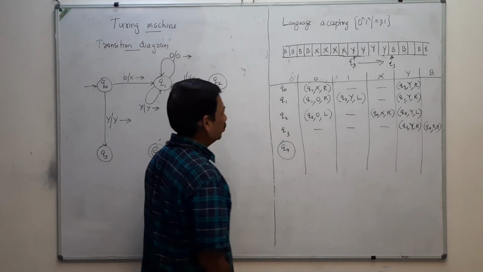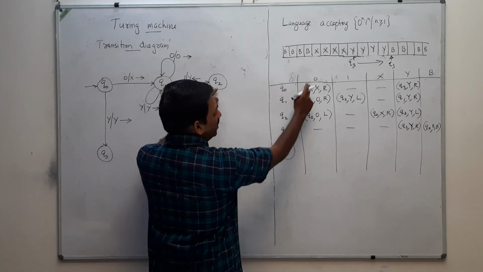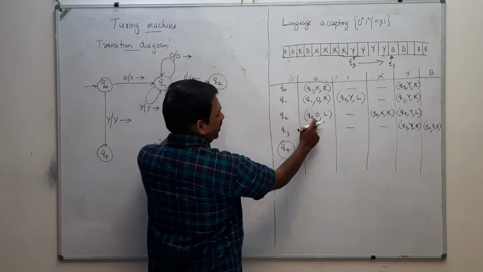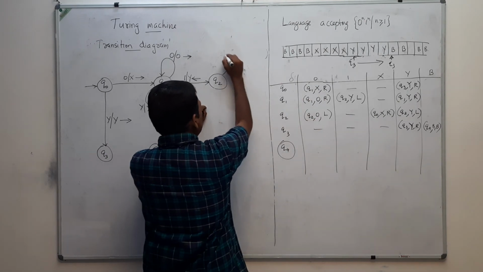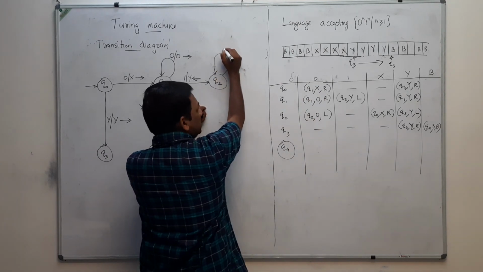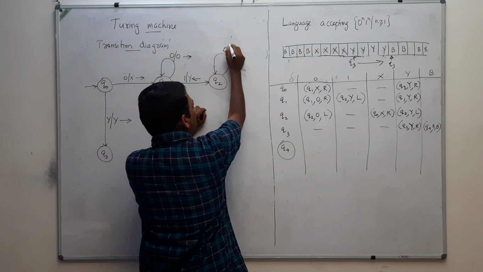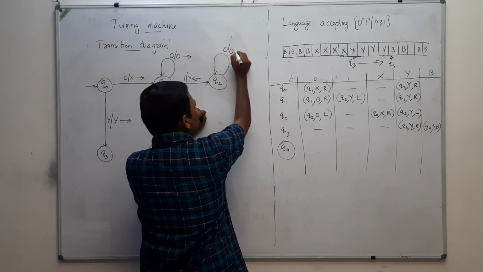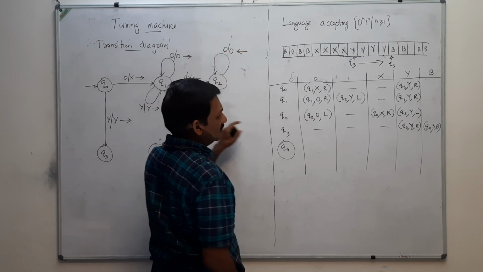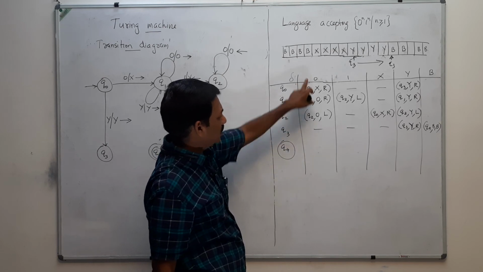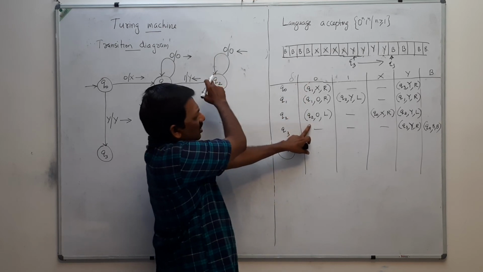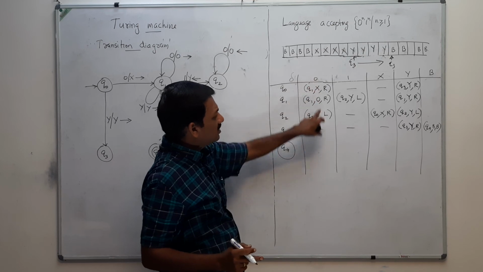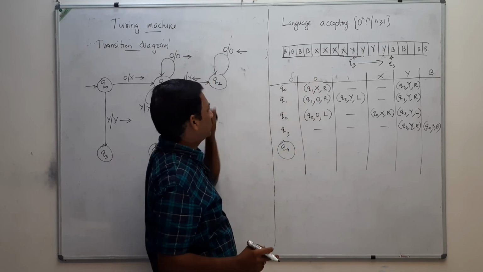Now, what about Q2? Q2, if it is accepting 0, it is moving left. That means Q2 accepting 0 is staying in the same state, after replacing that with 0, and it is moving left. That means Q2 on 0 stays in the same state, so replace this 0 with 0, and it is moving left.